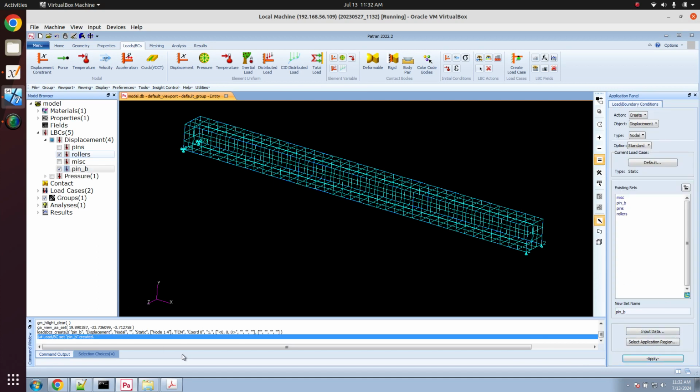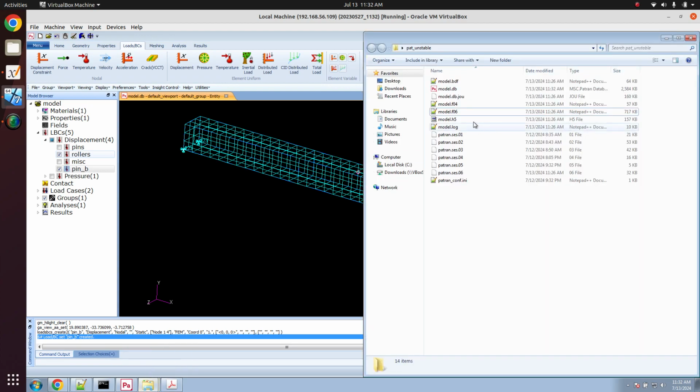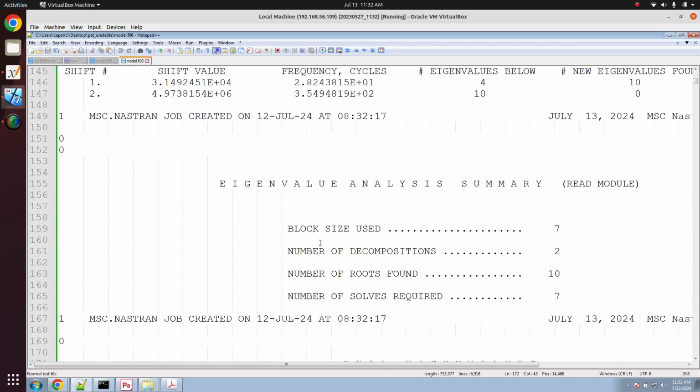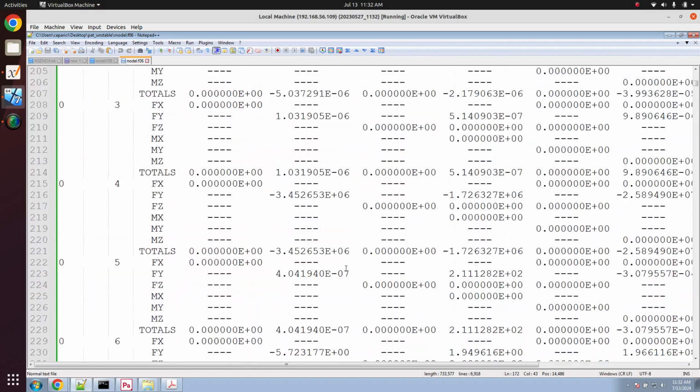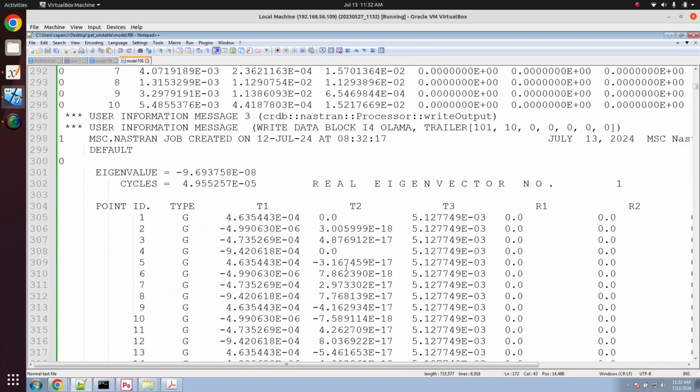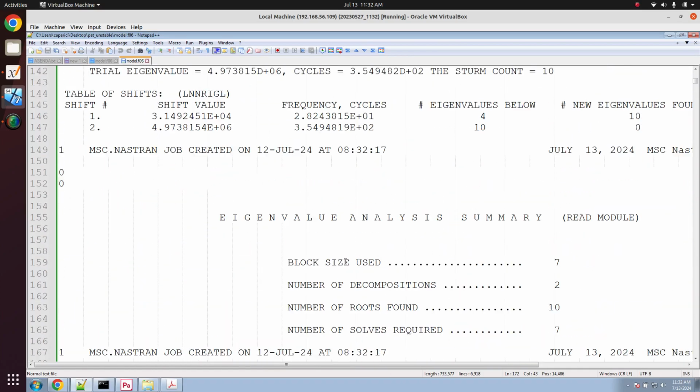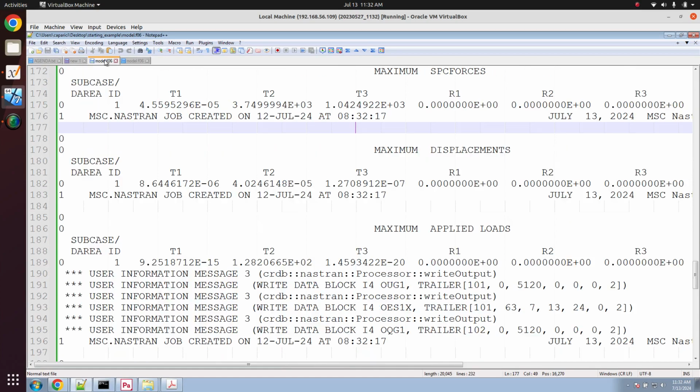Okay, perfect. Now remember, before we had this error message, so user fatal message 90. Oh, am I looking at the right one?